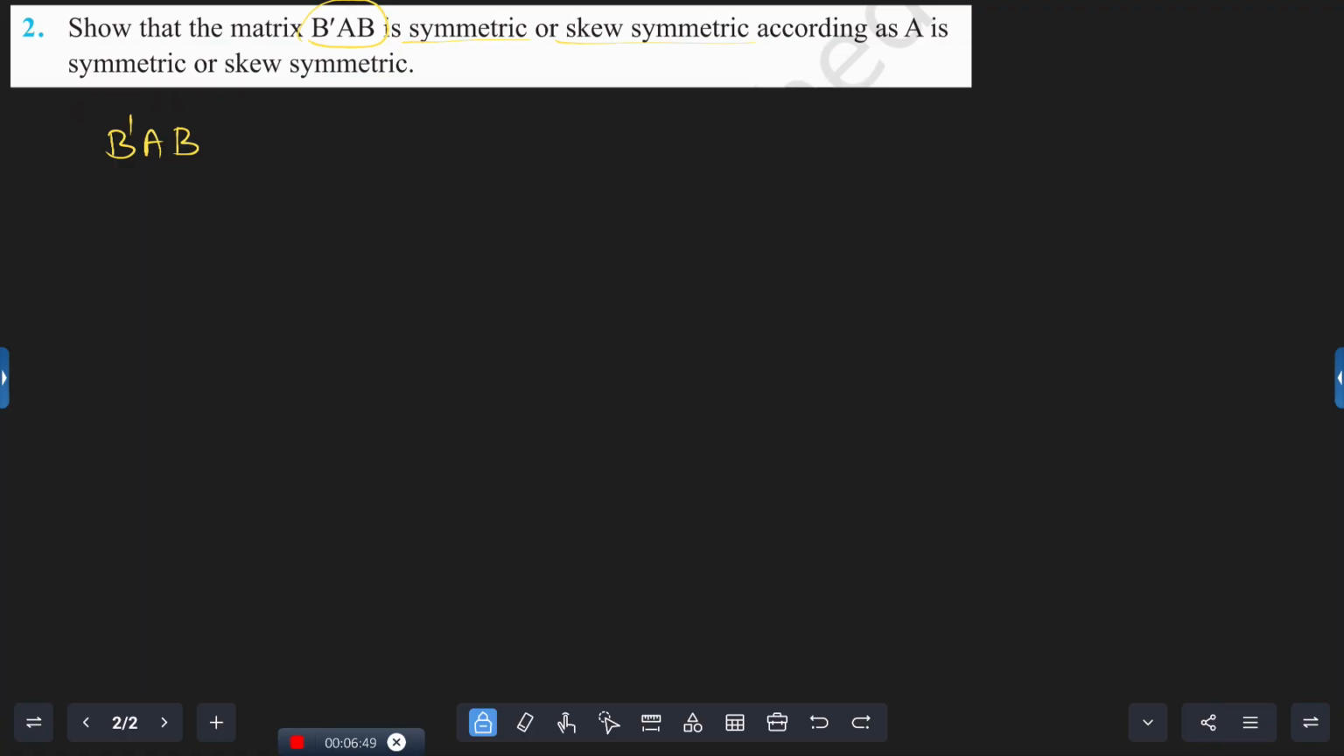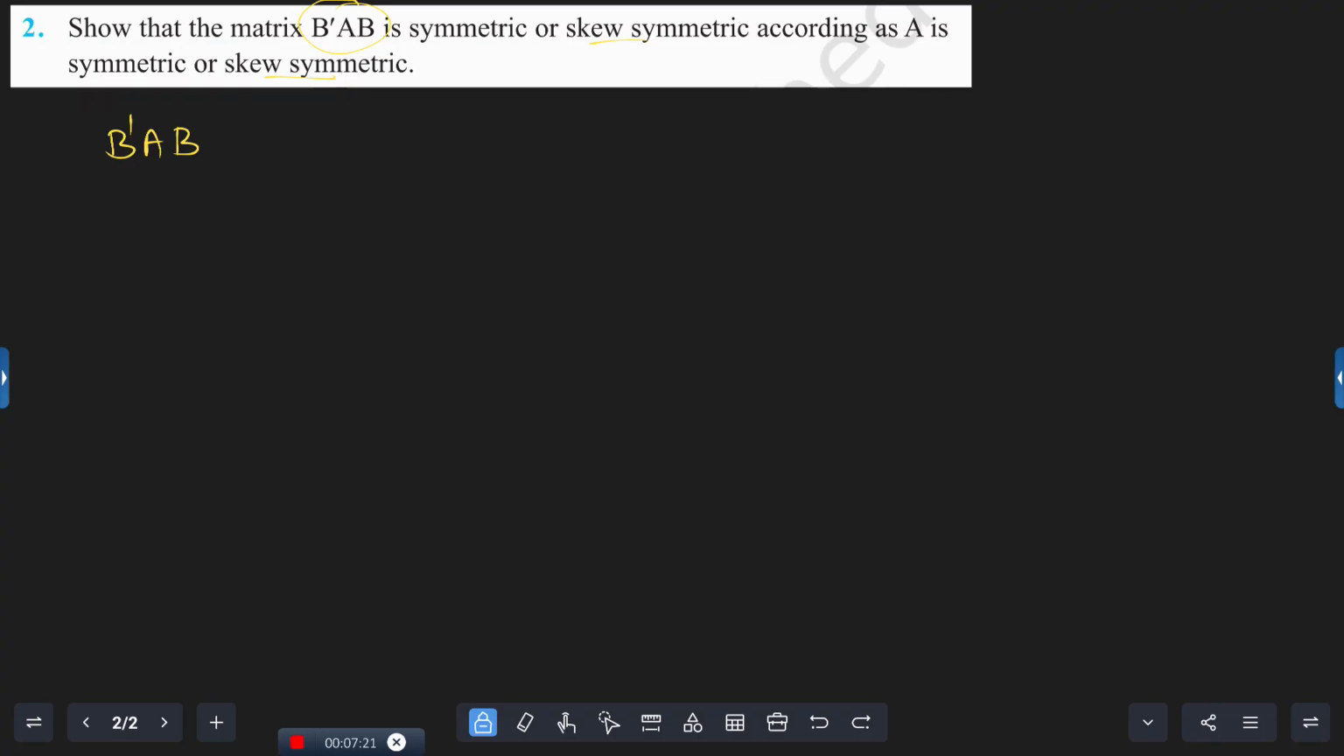Right, what they are telling, listen children: suppose A is symmetric, now this B dash A B will be symmetric. Suppose A is skew symmetric, the given matrix is also skew symmetric, they are telling. Have you understood the concept? Listen carefully. If A is symmetric, the given will be symmetric. If A is skew symmetric, the given will be skew symmetric. That is what they are telling.